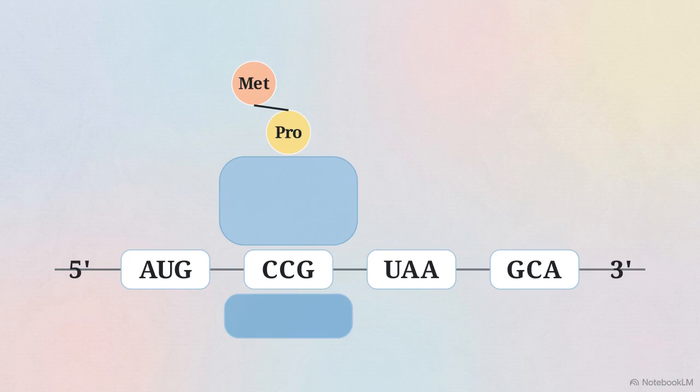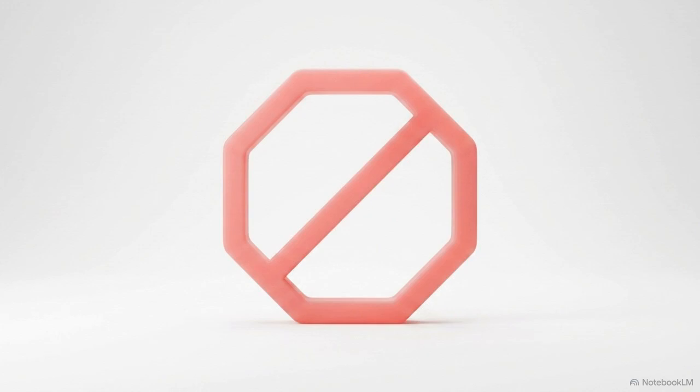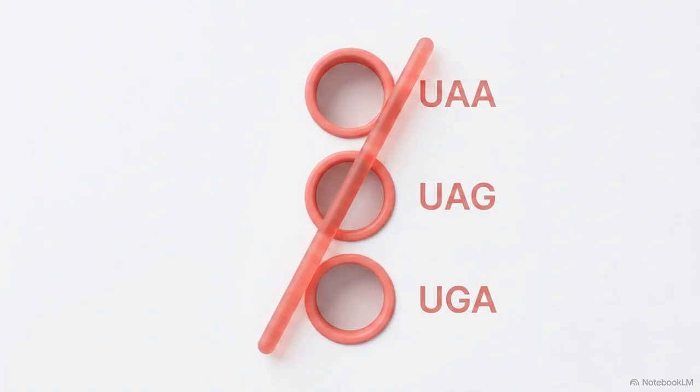Let's test this with a rapid-fire sequence. Mentally translate this mRNA strand: 5' AUG, CCG, UAA, GCA, 3'. The ribosome starts at AUG, adds the next amino acid for CCG, and then immediately drops the polypeptide chain. The final GCA codon is completely ignored. This happens because UAA is a stop codon. Along with UAG and UGA, these 3 specific triplets do not code for any amino acids. They simply terminate the process.